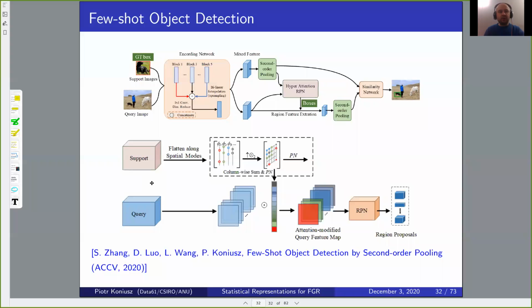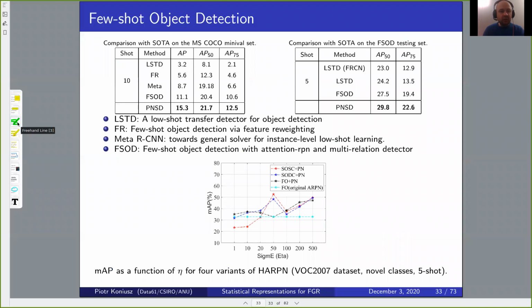We apply this idea also to few-shot object detection, where we have support images and a query image, we pass them through an encoding network, we apply second-order pooling, we use a hyper-attention network to find the related regions between support and query, and we feed those to a similarity network. And again, for second-order pooling, we obtained significant improvements over state-of-the-art. Over here, we also compared a few different second-order pooling variants versus first-order pooling, which obtained better results.